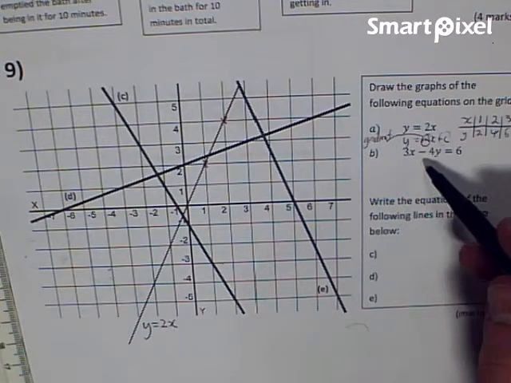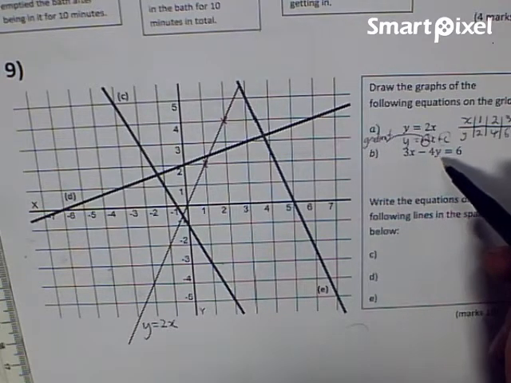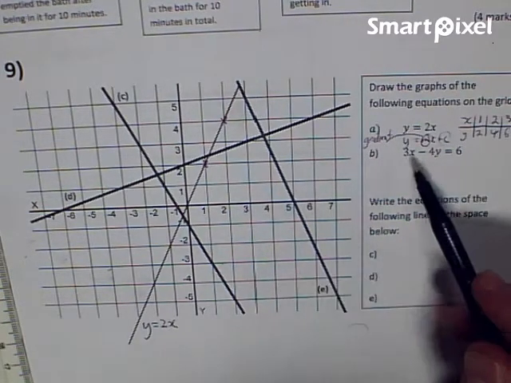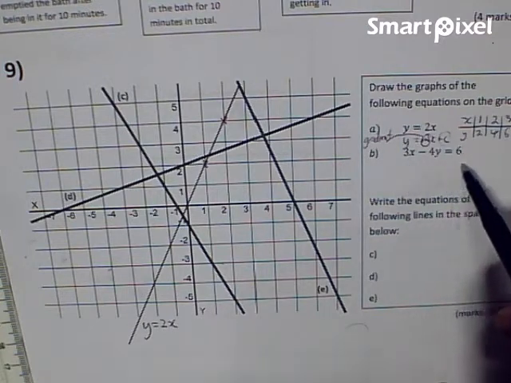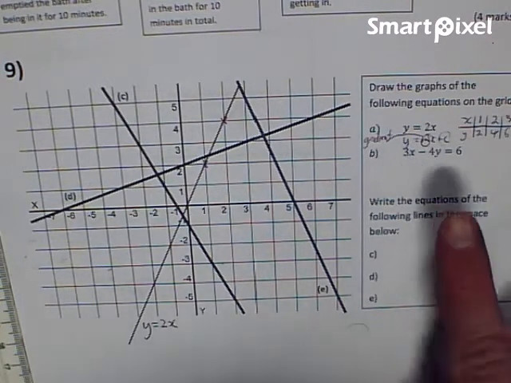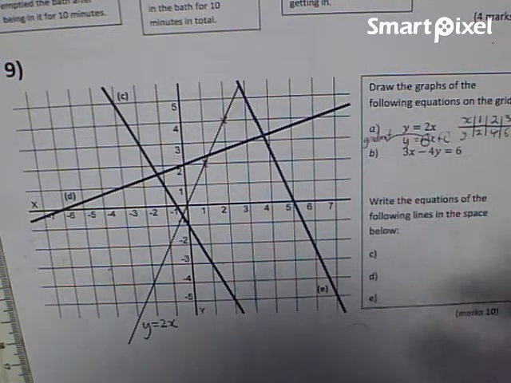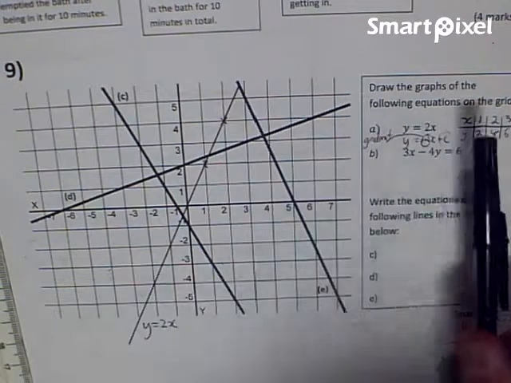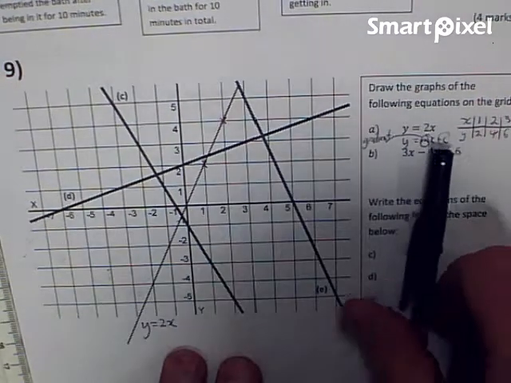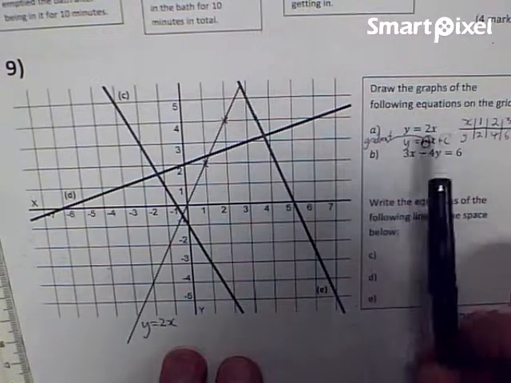Part B. Fewer of you got this one right. If I've got it in this format, I need to use the cover-up method that we looked at. So I'm going to cover up my 4y to begin with, and I need to cover up the minus bit as well. So I'm going to cover up minus 4y.